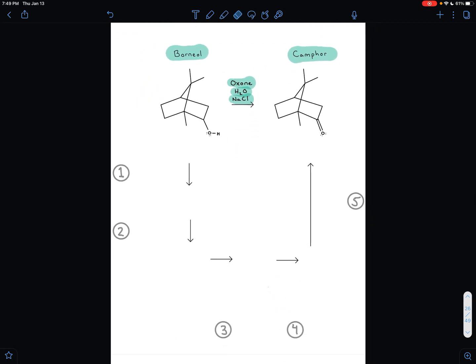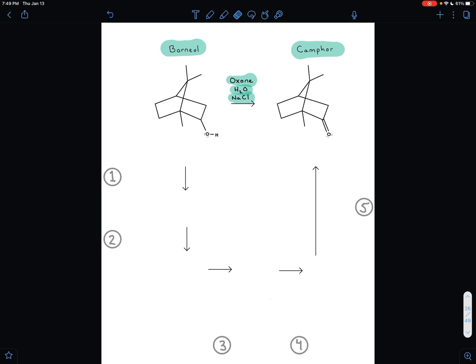In the first step, sodium chloride and oxone turn into a molecule called hypochlorous acid. That's HOCl. The mechanism is called an SN2 mechanism. Let's talk about how that first step happens.